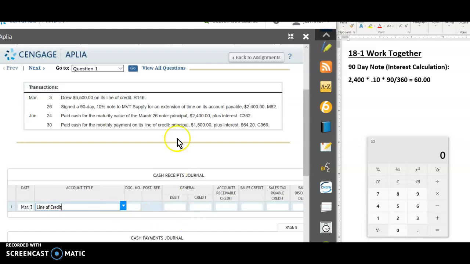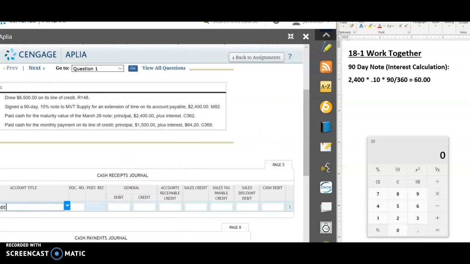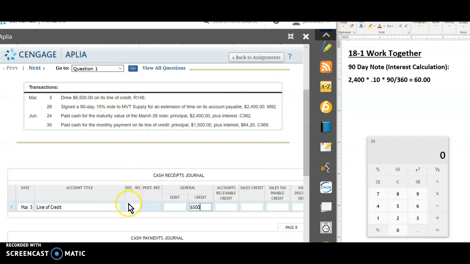All right. In a cash receipt journal, you always have a cash debit. So we're receiving this cash, we're taking out that loan, so we're putting money in our pocket, $6,500, okay? The special columns accounts have nothing to do with a line of credit. Accounts receivable means we're supposed to be getting money. Sales, we're supposed to be making a sale. So none of that applies to us. So the credit has to be in the general column, okay? And our document number was a receipt, R146.